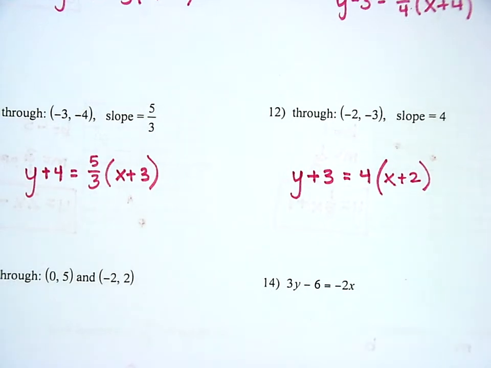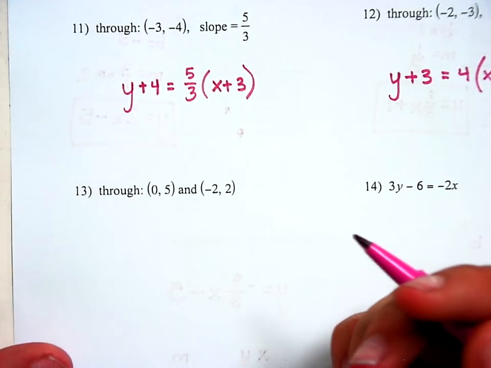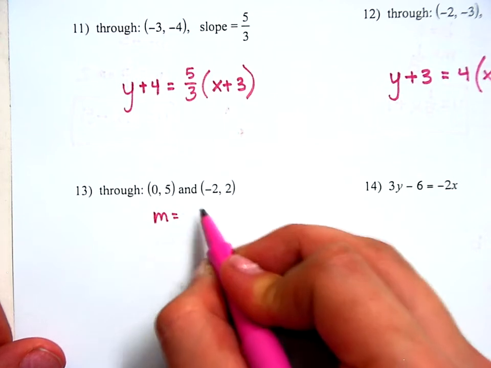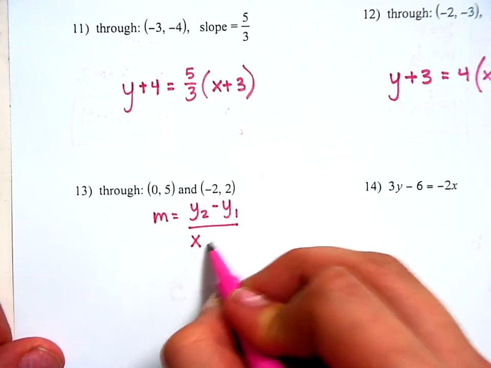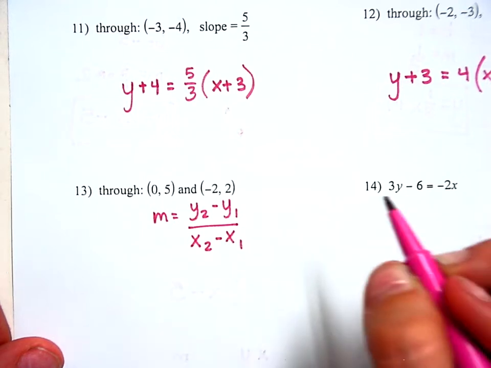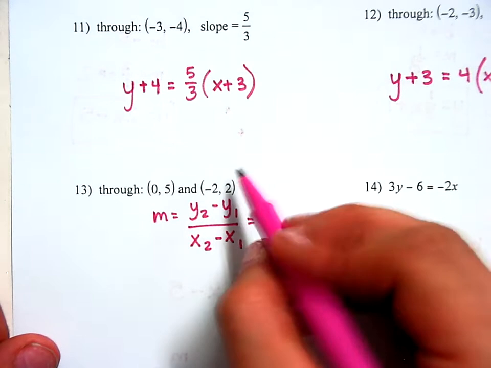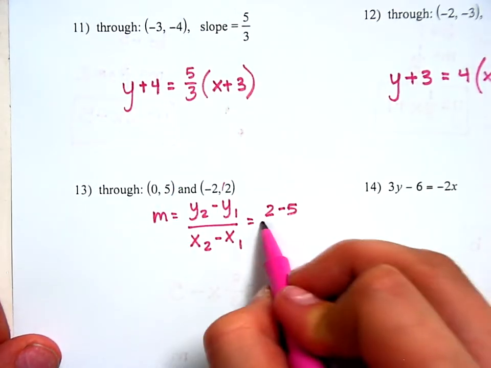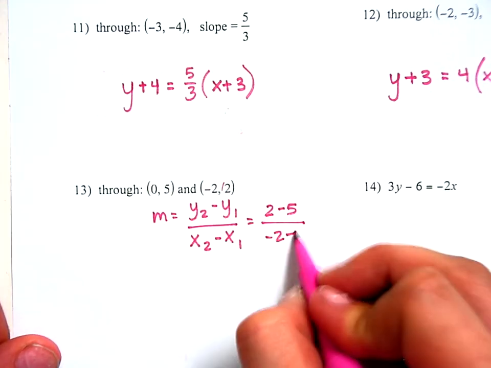Next couple, we are not just given the slope and a point, we are given 2 points. So we've got to find the slope. That's one extra step. Then we can write our equation. So let's find the slope here. Don't forget, slope is the change in y, so y2 minus y1, over the change in x, x2 minus x1. That's just rise over run. So let's find what the slope is for this example. We've got 2 minus 5, and then we've got -2 minus 0.